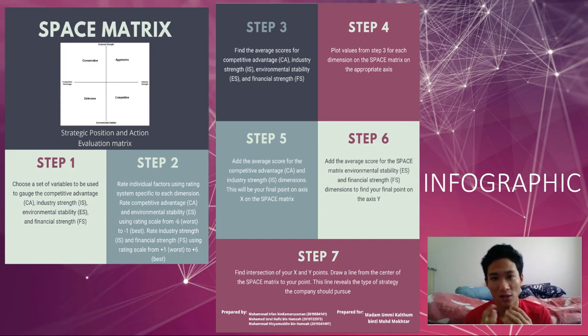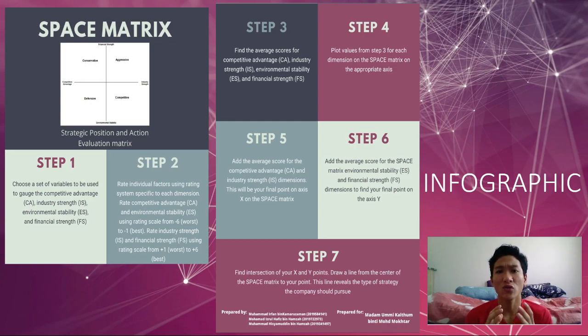The first one is aggressive, the second is competitive, the third one is defensive, and the last one is conservative. In between them we have the y-axis and also the x-axis. For the y-axis we have 2: financial strength and environmental stability. For the x-axis we have industry strength and competitive advantage.